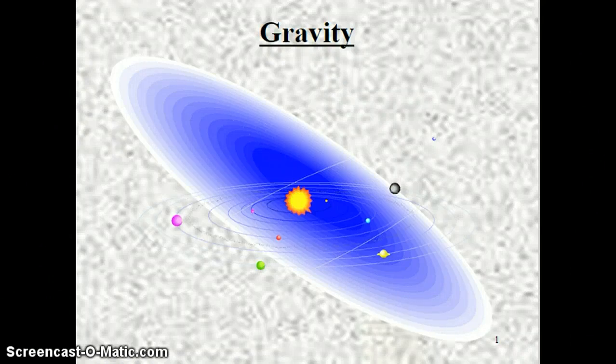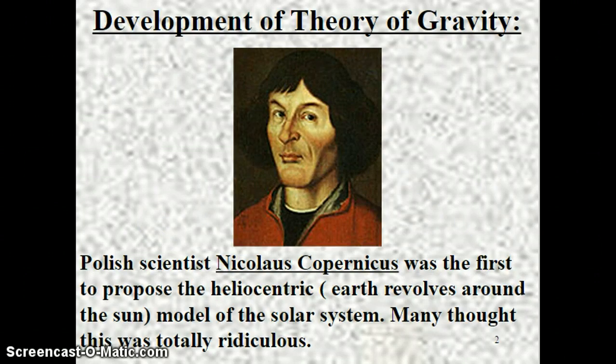These sets of notes cover gravitation, specifically the law of gravitation proposed and currently accepted by Sir Isaac Newton. A little bit of the background leading up to the theory. Nicholas Copernicus, a Polish scientist, was the first person to propose that the Earth revolved around the Sun rather than the Earth being the center of the solar system.